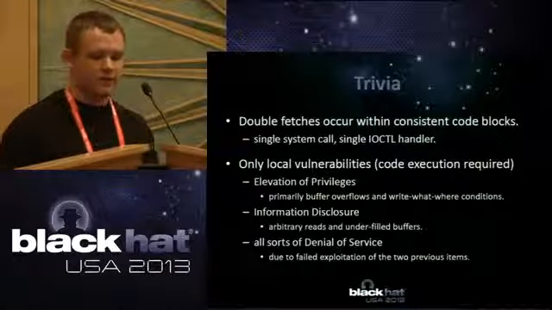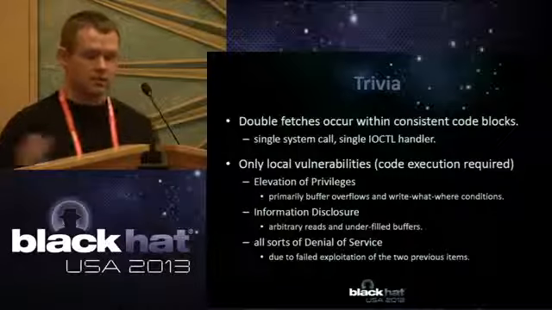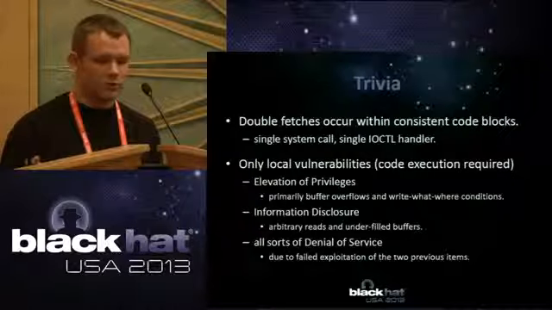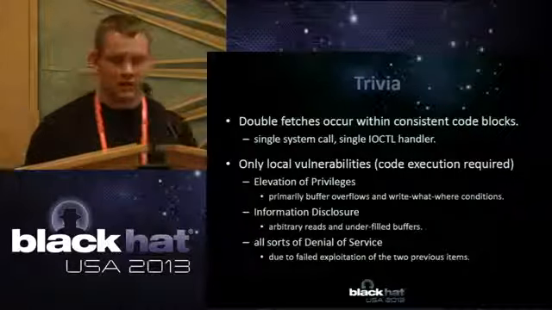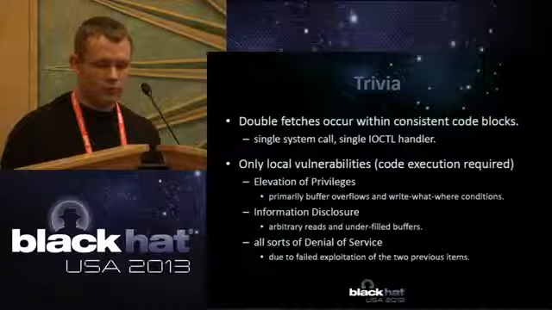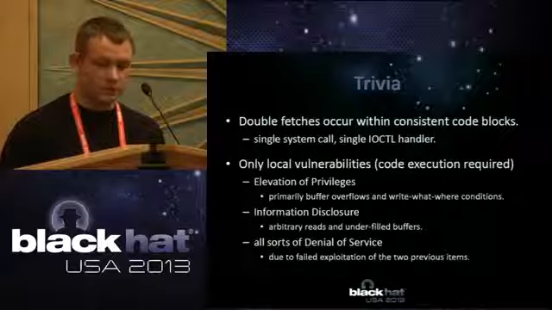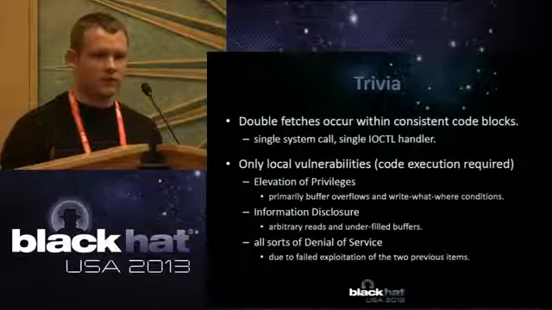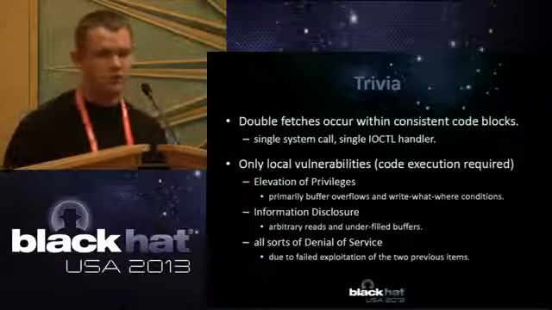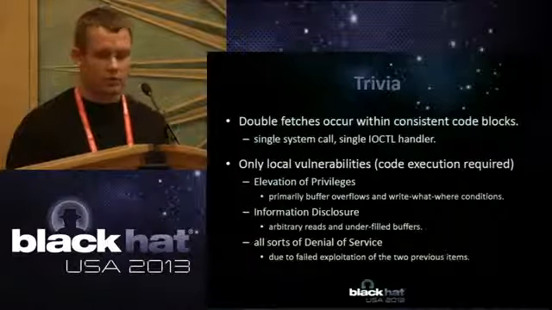When it comes to the trivia of double fetches, they usually occur within consistent code blocks, either within single system calls or IOCTL handlers, or in general consistent code blocks that are invoked from user mode. And if you find a double fetch, the maximum impact that you can get from it is local bugs. You cannot really find remote ones because in order to actually flip the user mode memory that is being raced against, you have to have code execution to have a thread which flips the value continuously. So in the worst case, a double fetch vulnerability can lead to an elevation of privileges if you manage to get it to trigger a condition such as a buffer overflow or a write-what-where condition.